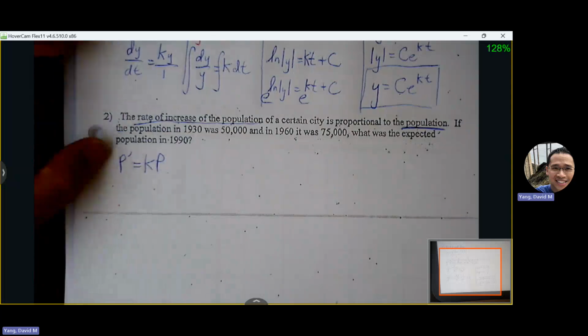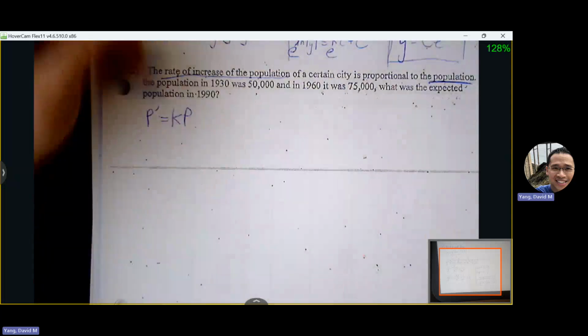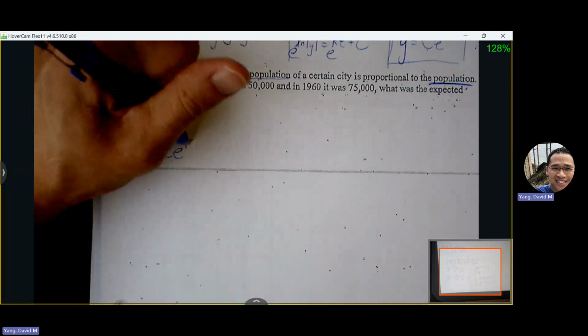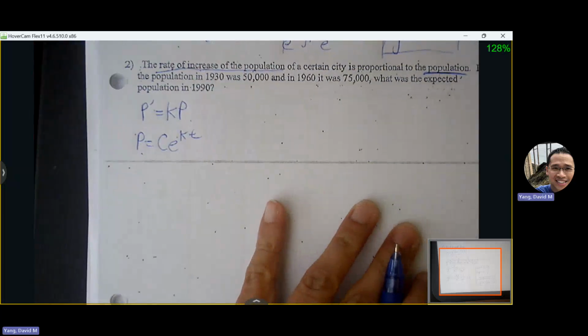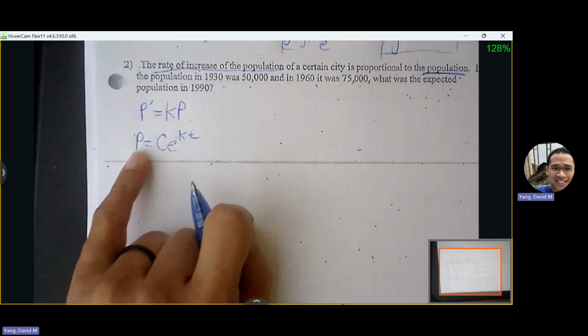And is this in the same relationship as before? Yes. So we can just jump past the calculus portion and say, well, I know I'm going to end up with P is equal to C e to the kt. I don't want to go through that whole process if I already know what my end result is going to be. Okay, so here's my equation that I'll be working with.